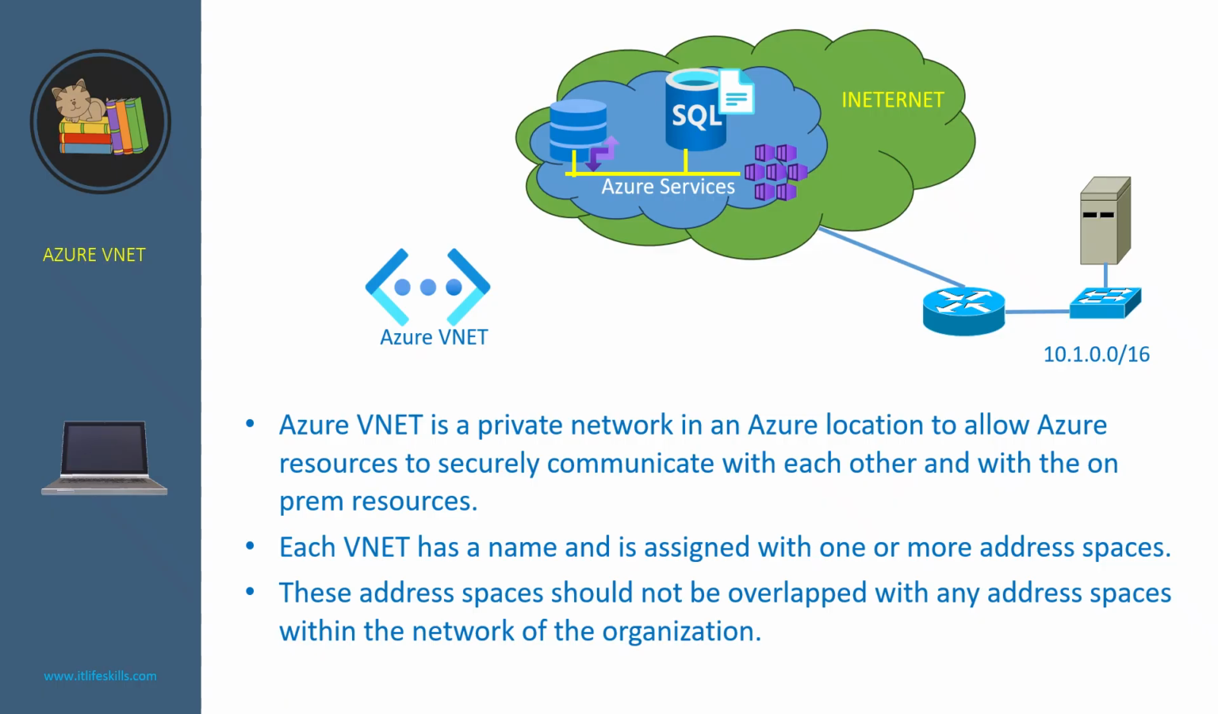So what is Azure VNet? Azure VNet is a private network in an Azure location to allow Azure resources to securely communicate with each other and with the on-prem resources. Each VNet has a name and is assigned one or more address spaces. These address spaces should not overlap with any address spaces within the network of the organization.